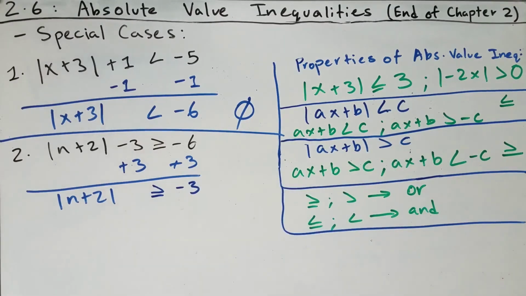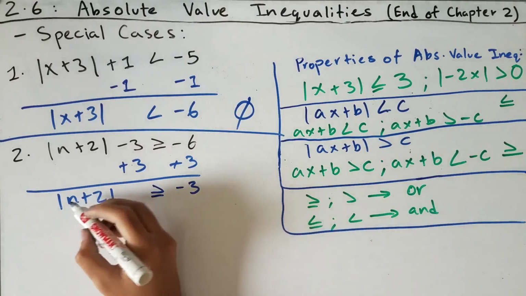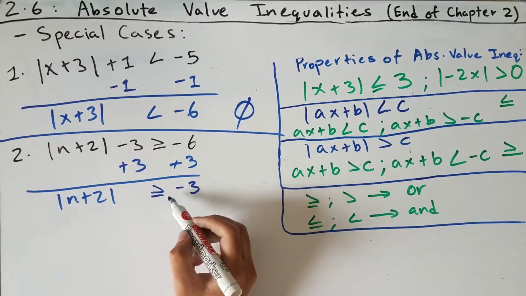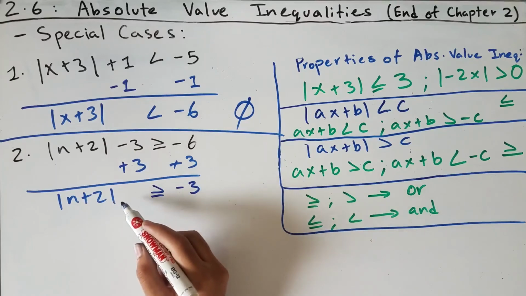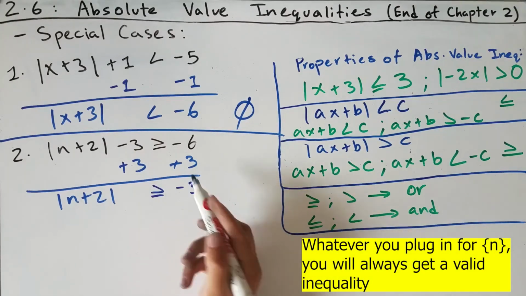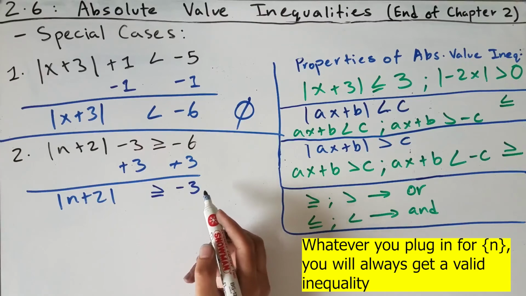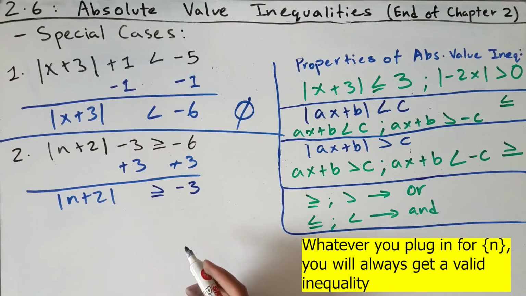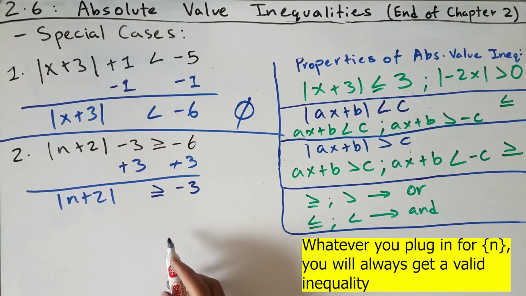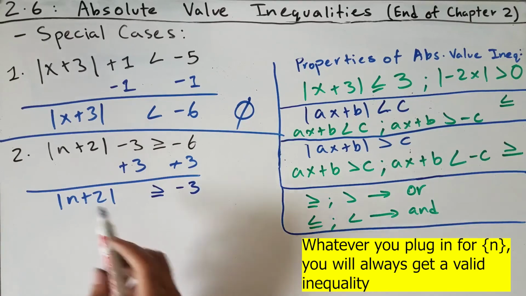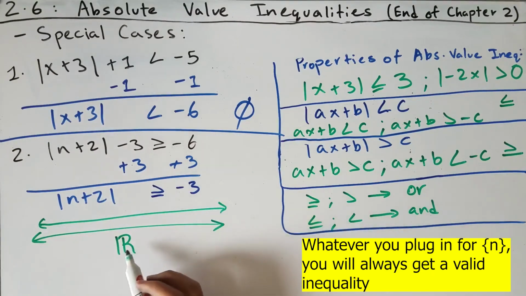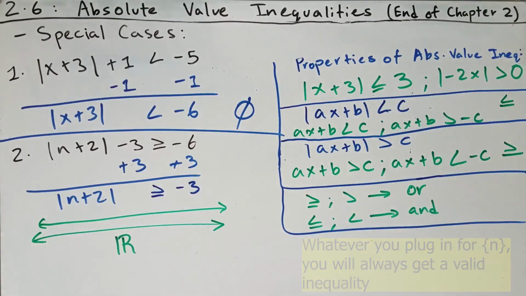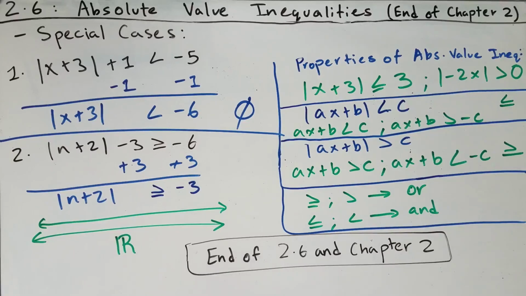In this inequality, we're saying that the absolute value of n plus 2 can be greater than or equal to negative 3. This is true because the absolute value of an expression will always be a positive number, so it has to be greater than or equal to negative 3. And therefore, this inequality has infinitely many solutions. So all real numbers on the number line are the solution for this absolute value inequality. On a number line, if we graph it, we'll show that all real numbers are the solution for n. And this is it for section 2.6 and chapter 2.